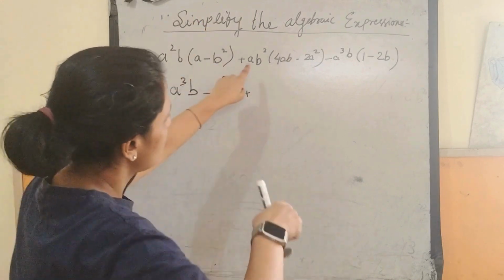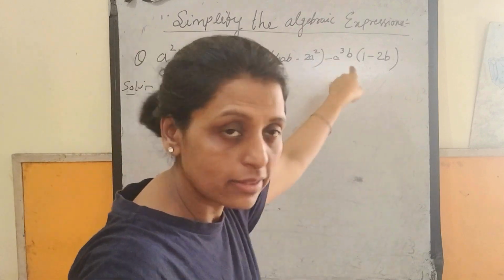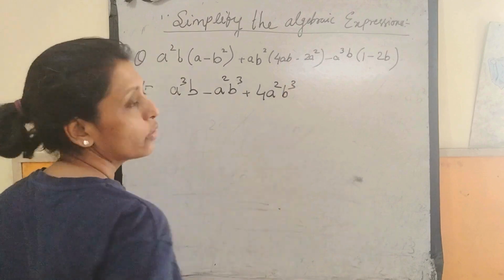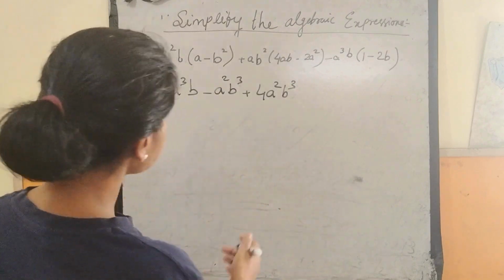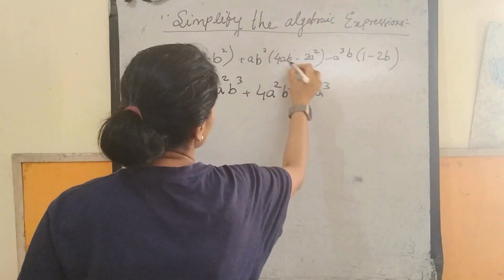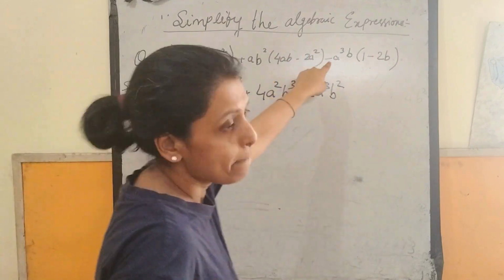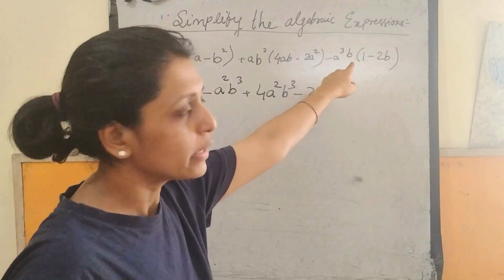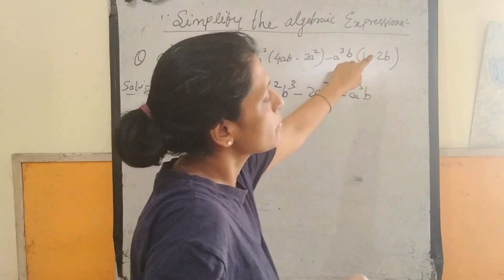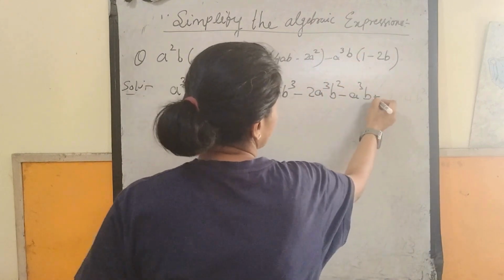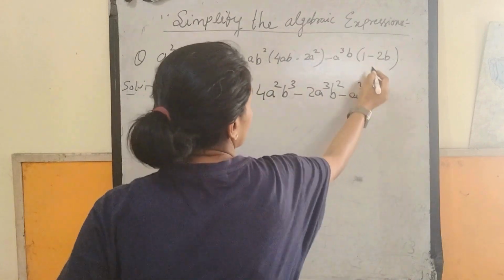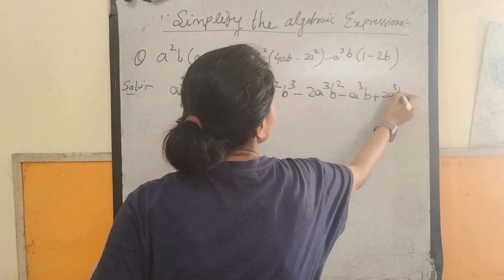Similarly, we have to multiply this term with both the terms inside the bracket and we get 4a square b cube, applying the law of exponents. Minus 2a square into a is a cube b square. Then minus a cube b multiplied by 1 is minus a cube b. Minus minus is plus, so when the bracket gets opened, the sign changes, and it will be plus 2a cube b square.